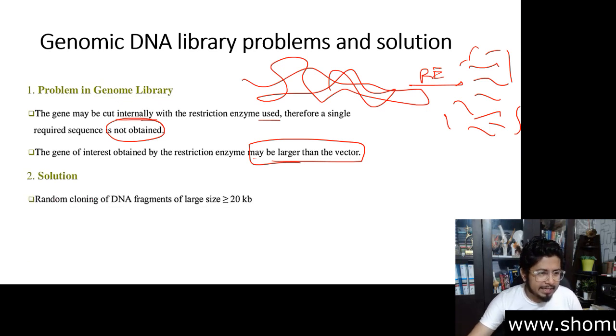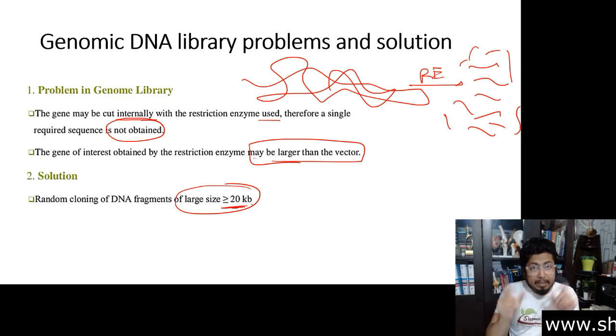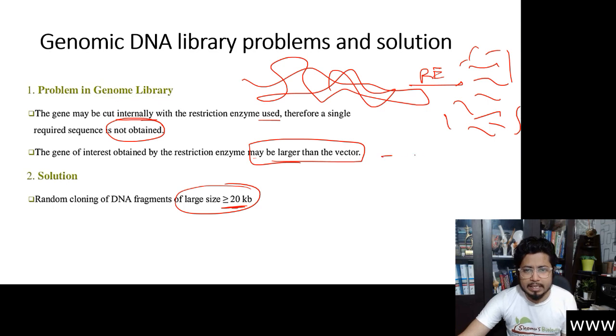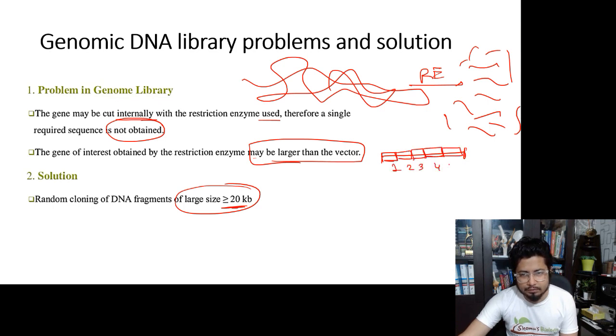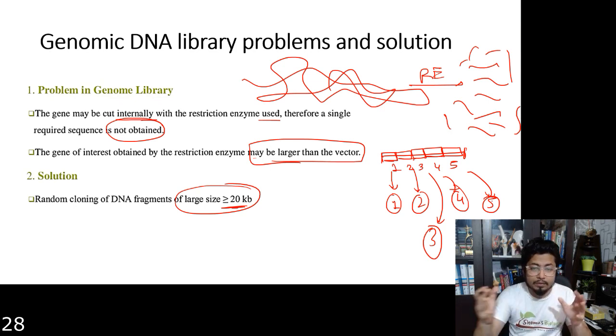The solution is random cloning of DNA fragments of large size, greater than 20 kb. So basically we don't care about any particular gene. Earlier, when people were making the genomic library, and you can also think of it the same way, let's say this is the whole DNA, the genome for example. We can fragmentize that into 1, 2, 3, 4, 5 different fragments. And people thought that we'll first cut fragment 1 and clone it, fragment 2, clone it, fragment 3, clone it, and do that for all the other fragments, particularly individual fragment cloning.